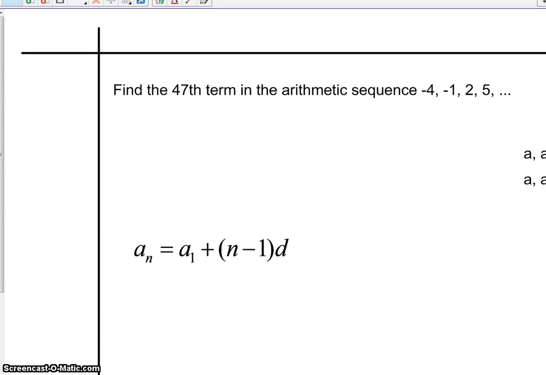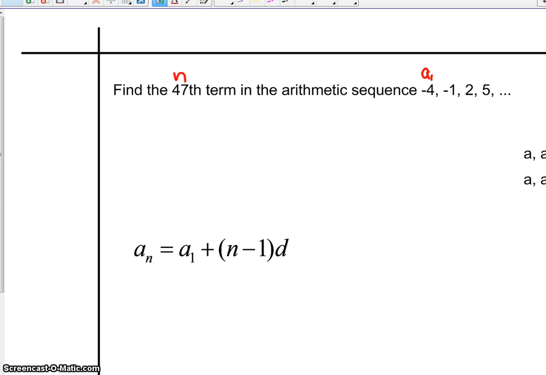Now, the piece that throws people off once in a while is the a sub n, so you've got to be careful with that. Once you recognize what n is, write that value for n down with that subscript as well. So when I talk about finding your 47th term, n is 47. n is how many terms are in this sequence. I'm cutting the sequence off at 47.